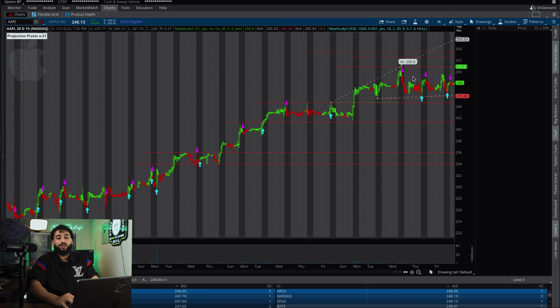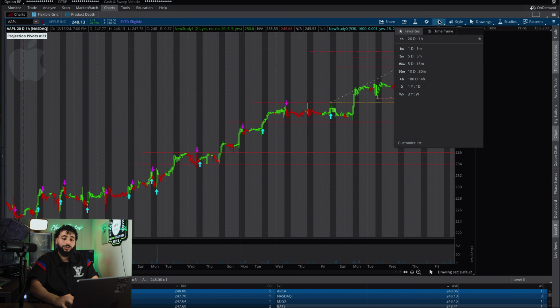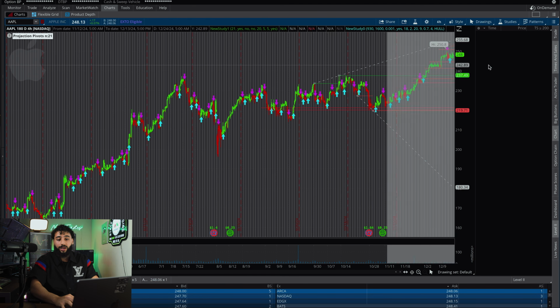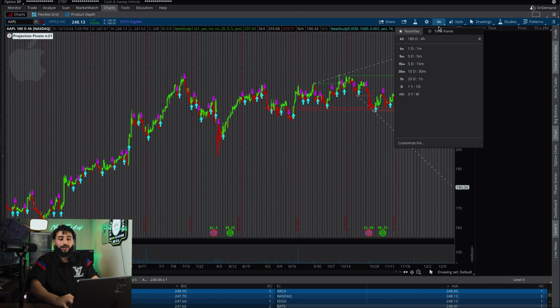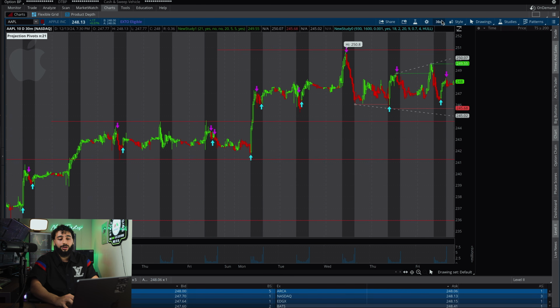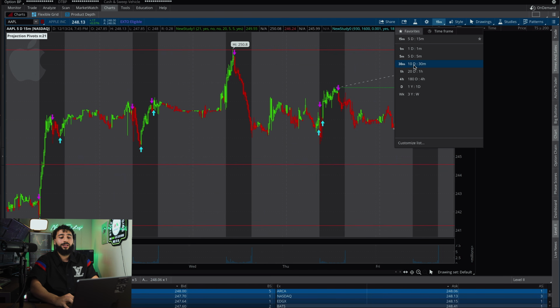I'll work myself down to the 1-hour. Now I can see I have another trend here at 255. Does it line up with the 4-hour? Okay, it lines up with the 4-hour. So this is a great trend to have because it's on the bigger time frame and it's on a smaller time frame. Then I work myself all the way down to the 30-minute, 15-minute, and then finally the 5-minute.